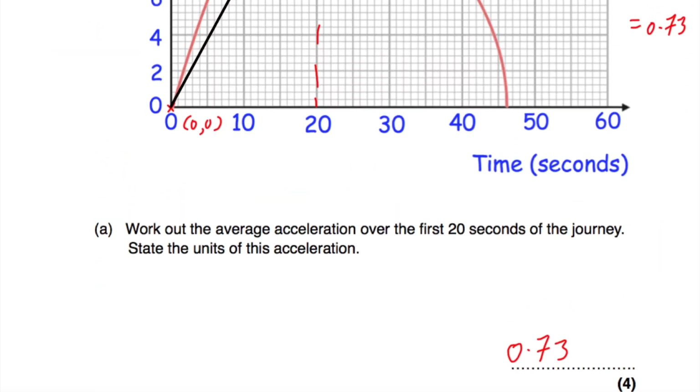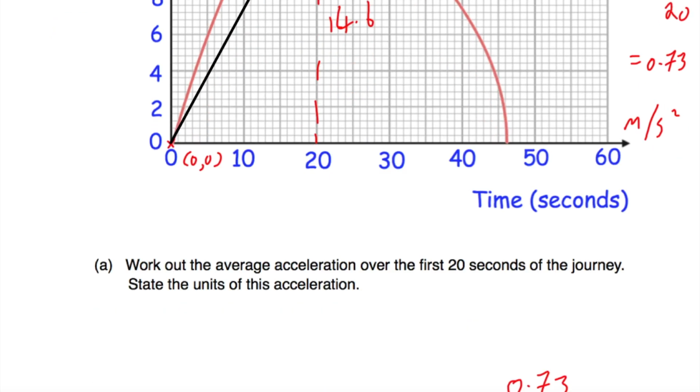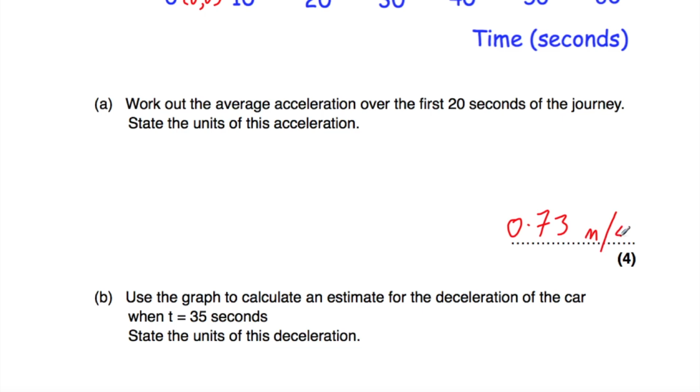Now we need to consider our units. We're doing the rise divided by the run. If we look at the axes here, we've got meters per second, and we're dividing that by seconds. So that's going to be meters per second per second, or the way we'd write that is meters per second squared. So the rate of acceleration will be in meters per second squared. And that's our answer, 0.73 meters per second squared.